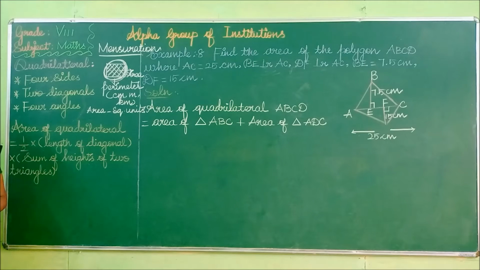So what is the formula for the area of a square? Area of a square is equal to side square, square units. And then what is the formula for a rectangle? The formula for a rectangle is length into breadth, square units. And what is the formula for a triangle?